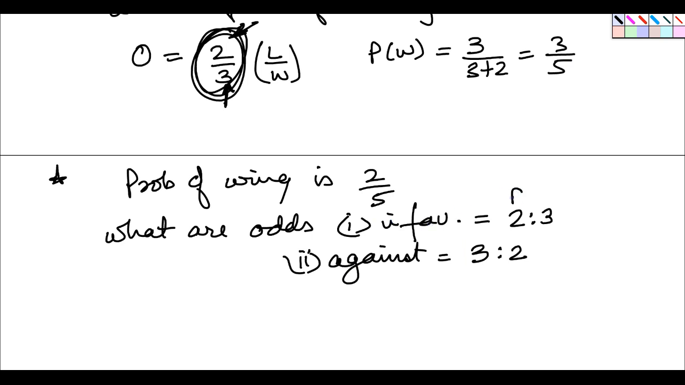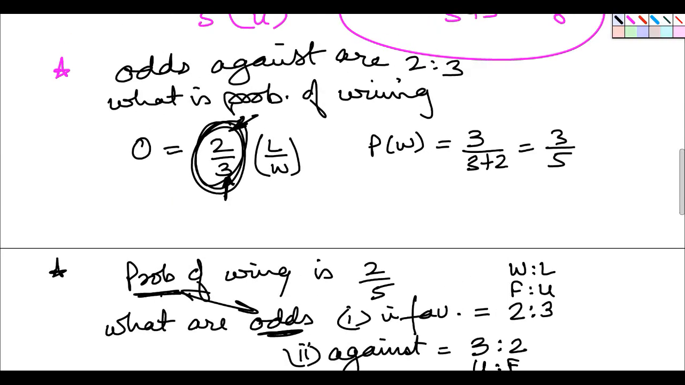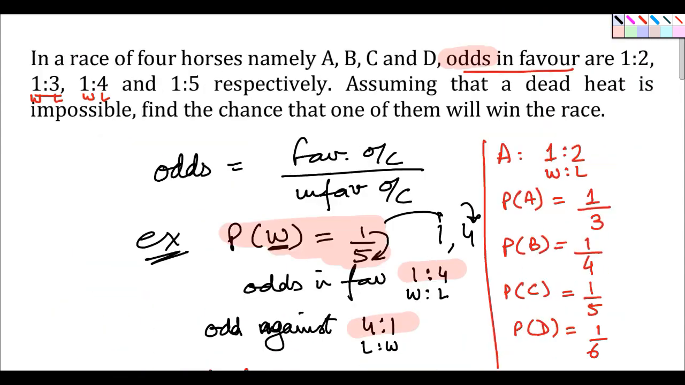Remember, odds in favor are favorable to unfavorable, or winning to losing. And odds against will be unfavorable to favorable, or losing to winning. This is how we convert probability to odds or odds to probability. Now let us have a look at our question.